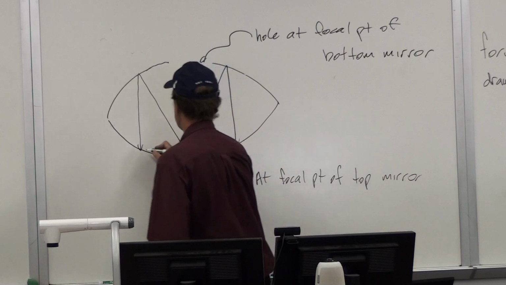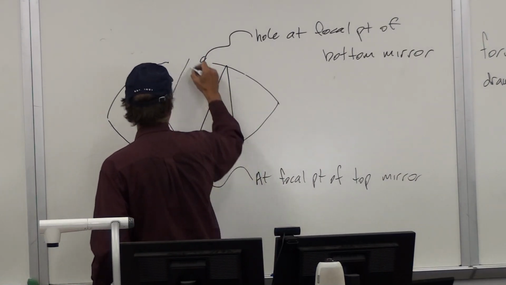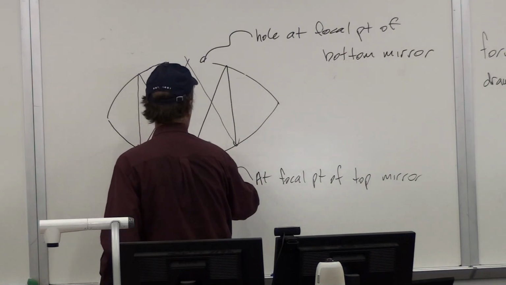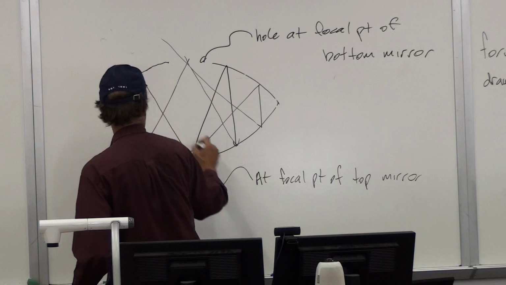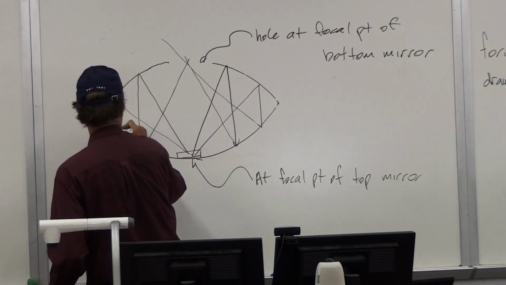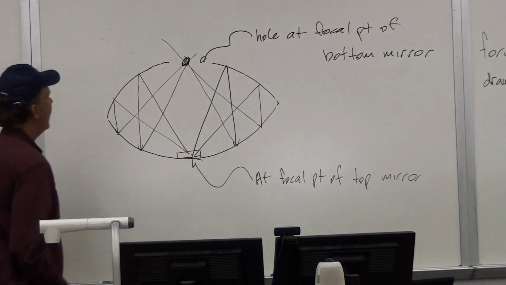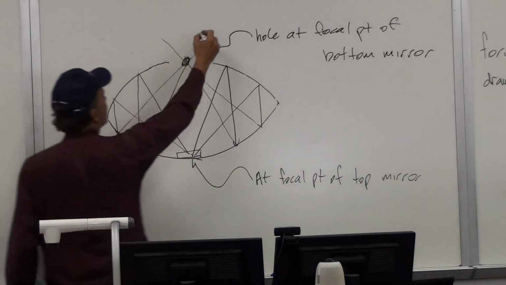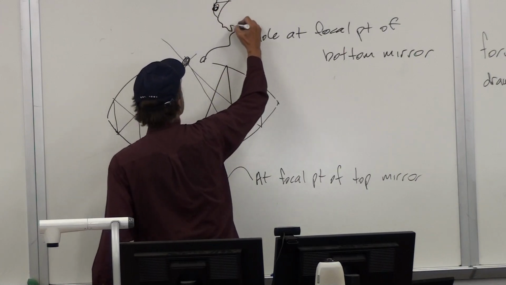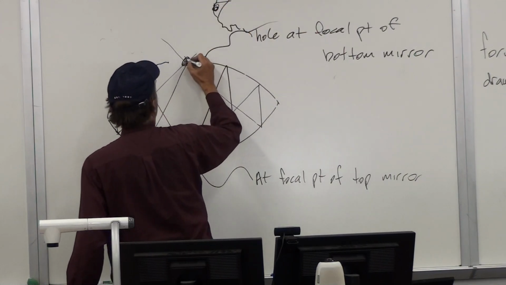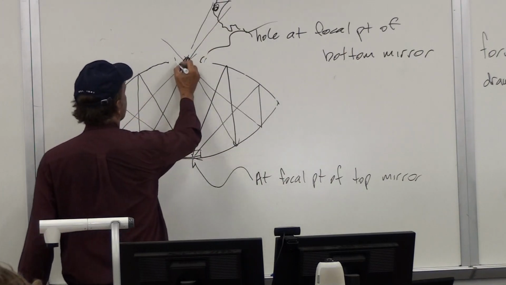Okay, so that means the parallel beams that come in are going to take a second bounce, and they're going to end up going through this point here. And then what you do is you look from up here. So here's your eye looking along, and what you see are these expanding rays.